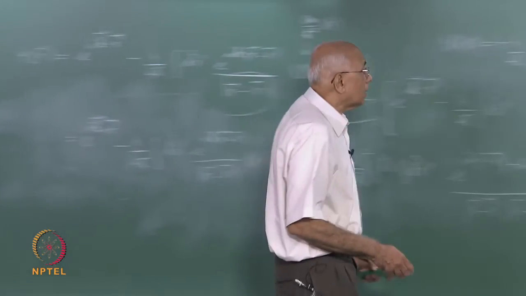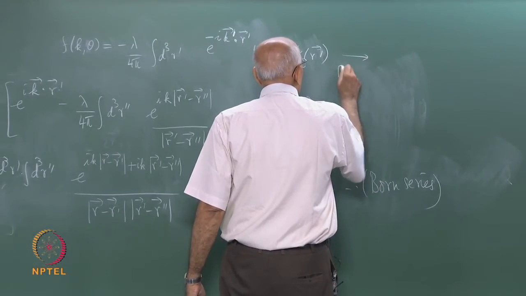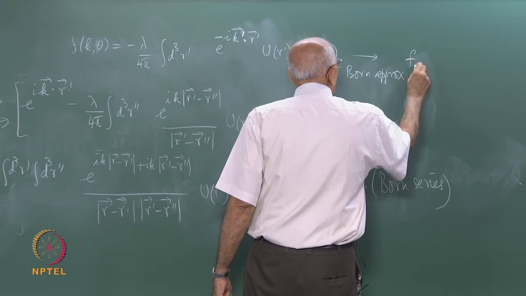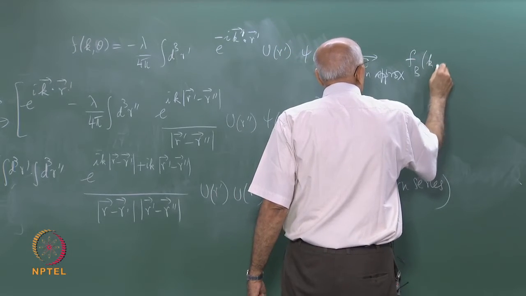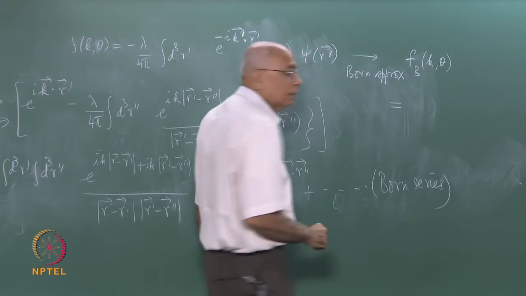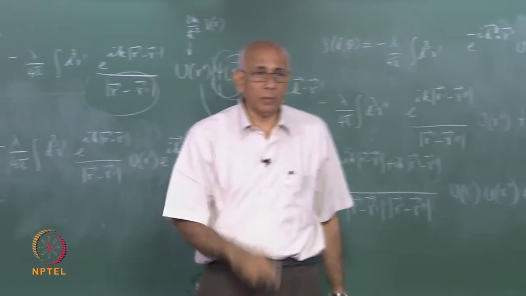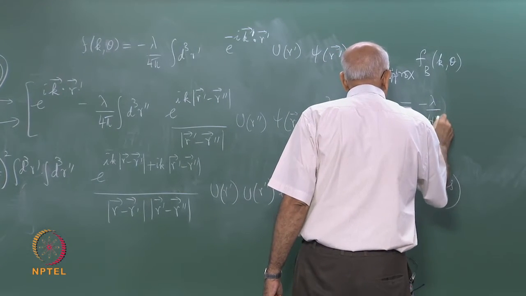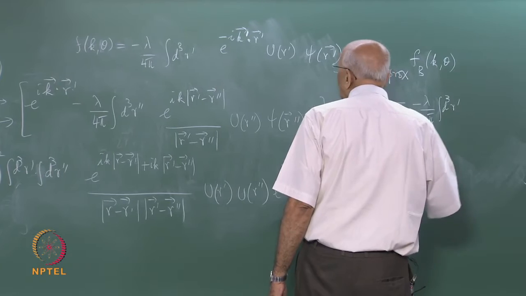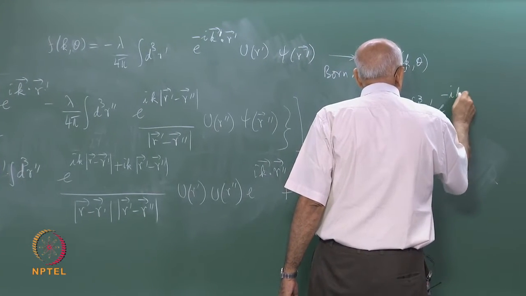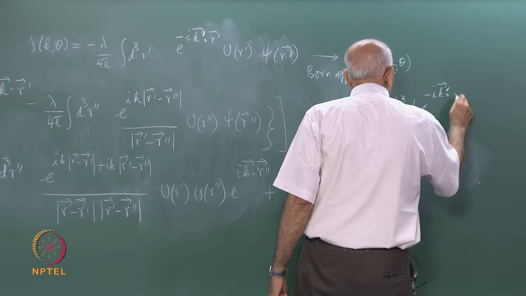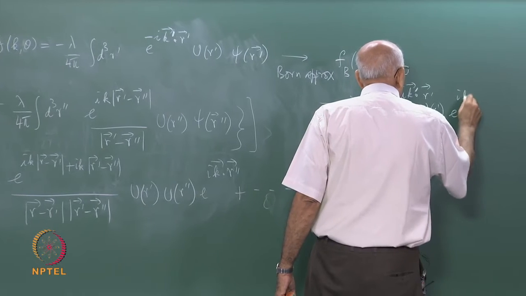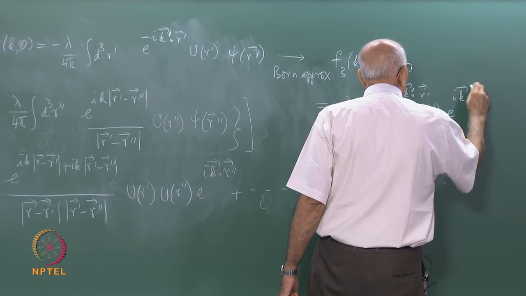So this quantity in the Born approximation goes to f, let me denote it by B of k theta, equal to the first Born approximation to order lambda, which is lambda over 4 pi integral d3 r prime e to the minus i k prime dot r prime u of r prime e to the i k dot r prime.